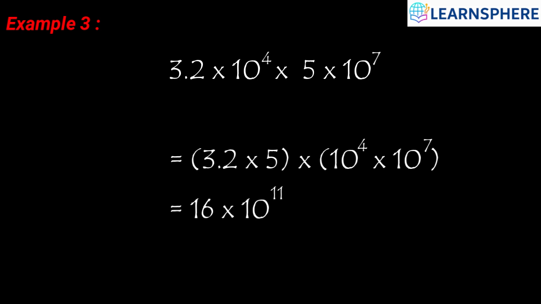Next, as 16 is not a value between 1 and 10, we have to convert this into standard form, and we can put a decimal between 1 and 6 to get it to be 1.6. And as we have shifted the decimal place by 1 space to the left, the answer would be 1.6 times 10 to the power of 12 as our answer.